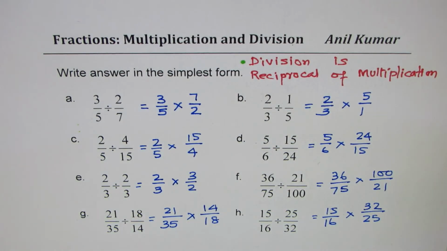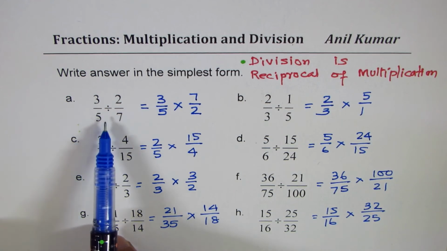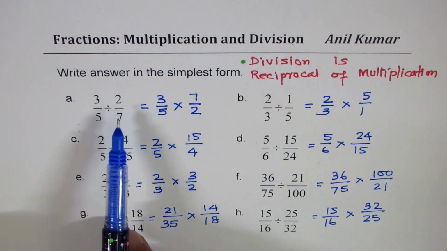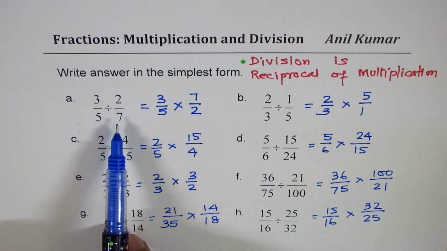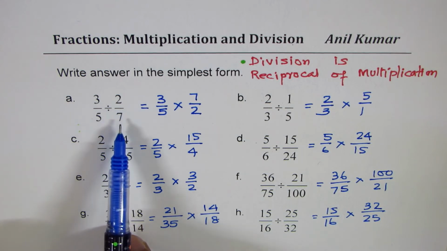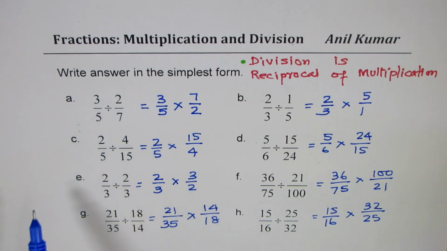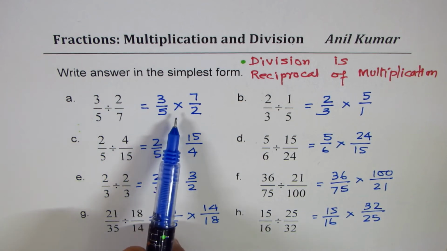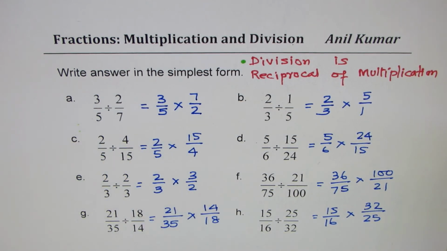So we have learned that division is the reciprocal of multiplication, and each and every question where you have division could be rewritten as multiplication. So flip the number or the fraction which comes after the division sign, with a multiplication sign as shown here. Now let us see how to solve these questions one by one.